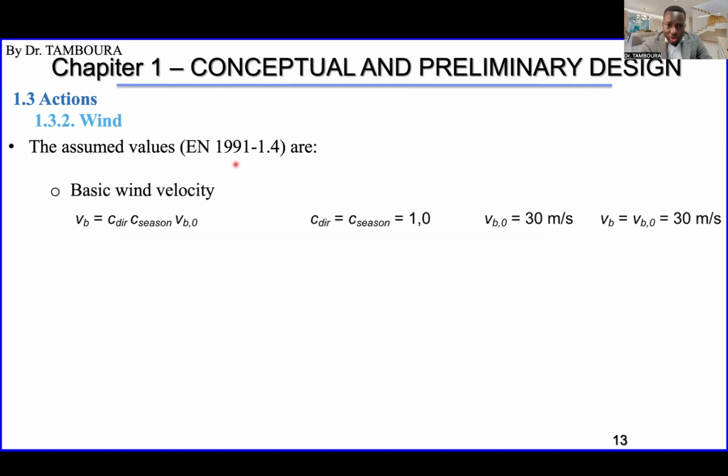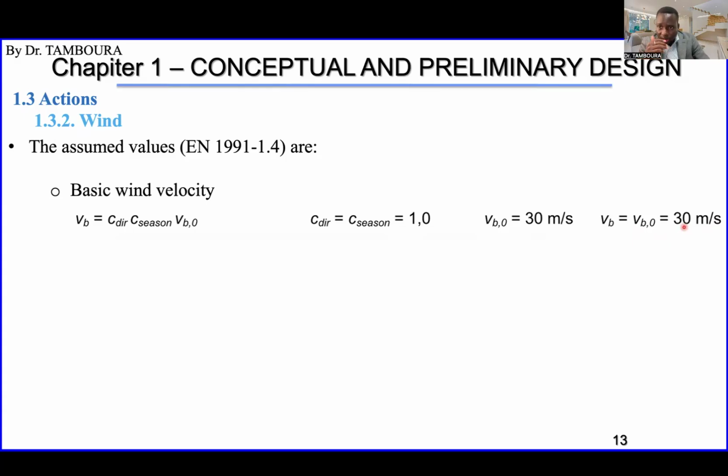Basic wind velocity. This is the formula to obtain the wind velocity. You will see where we need to apply this wind velocity soon, but first, we calculate the wind velocity. These two coefficients are used to obtain the wind velocity. In our case, these two are equal to 1. And v_b,0 is 30 meters per second. This is the speed of wind in this category.